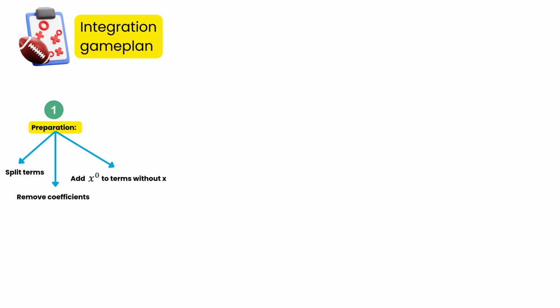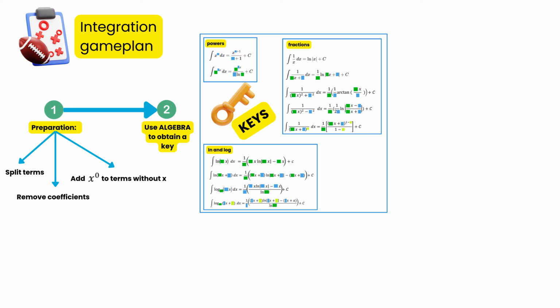Our game plan for integration is as follows. Step 1, preparation. Do 3 things. 1, split the terms. 2, remove the coefficients, and 3, add x to the power of 0 to every term that doesn't have a variable. Step 2, use algebra to obtain an integration key. Manipulate what they give you so it matches one of our integration keys.